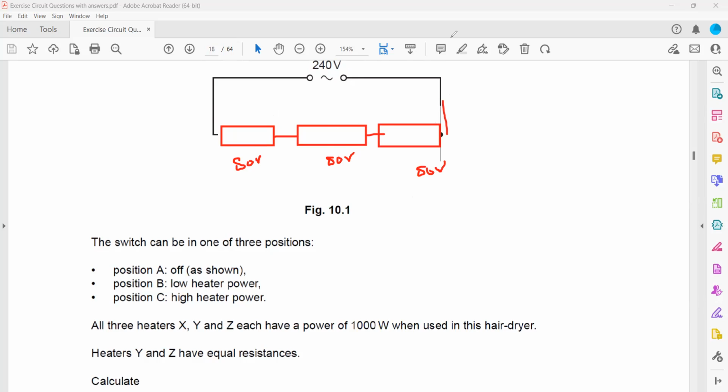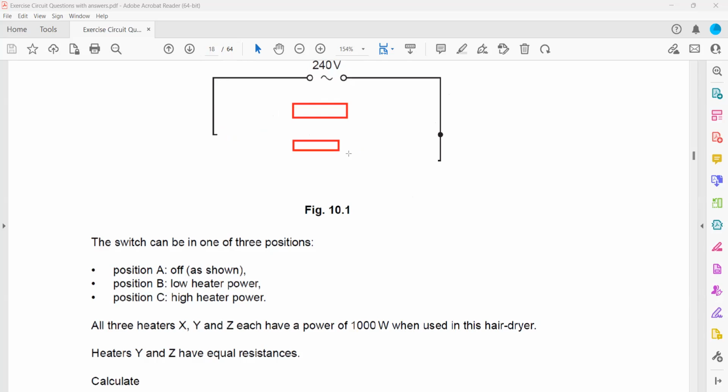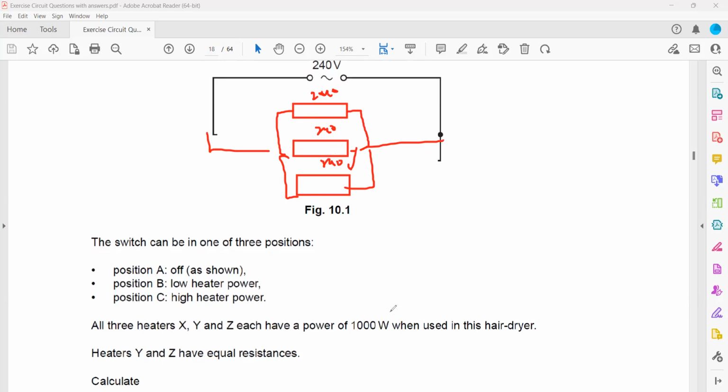And what if all were in parallel? For example, if the same question said that all these resistors, or heating elements, are in parallel to each other. In that case, they will all receive the same voltage, that is 240 volts across each of them. So this will be 240, this will be 240, this will be 240.